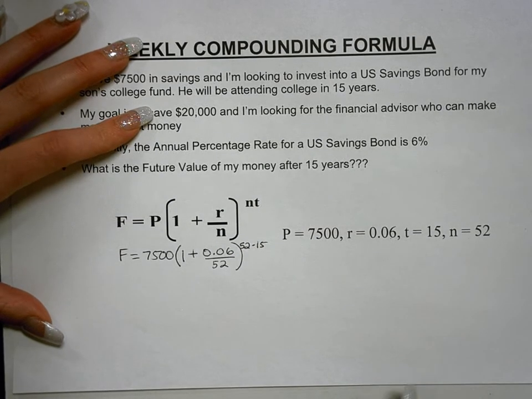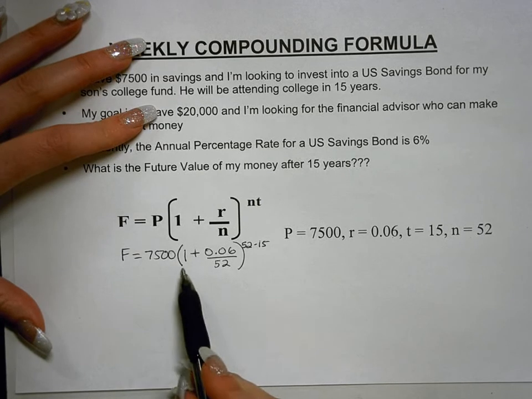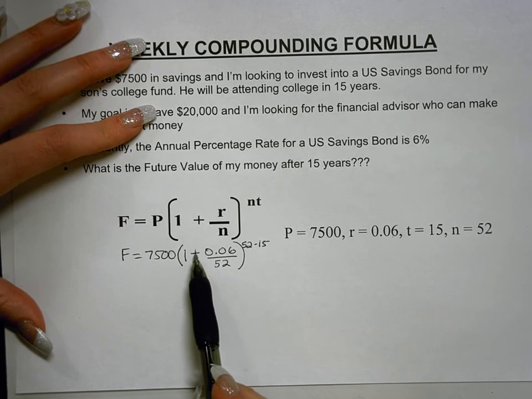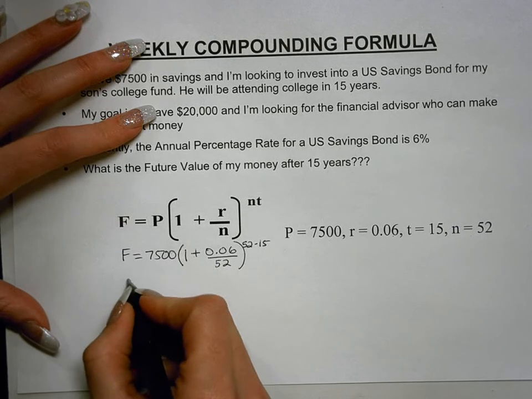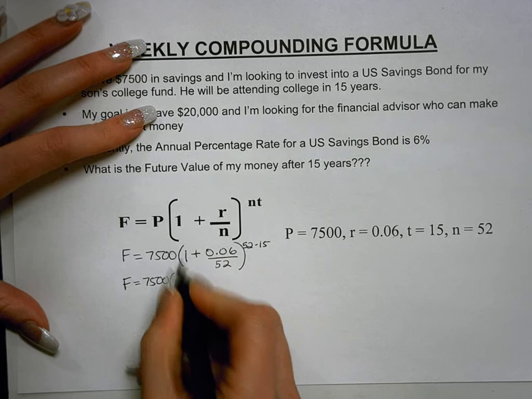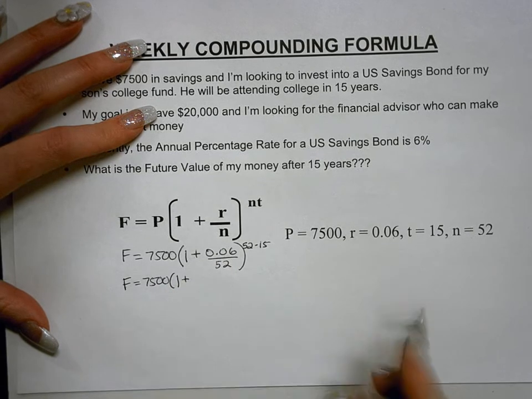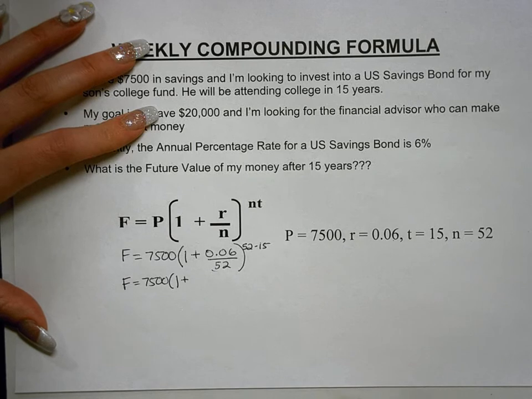Now I just have a really big order of operations problem. Order of operations states I have to do parentheses first. Within the parentheses, I have addition and division. I'm going to do the division first. So I'm going to rewrite everything else. F equals 7,500, parenthesis 1 plus. Okay, so I'm going to do this one thing, 0.06 divided by 52.